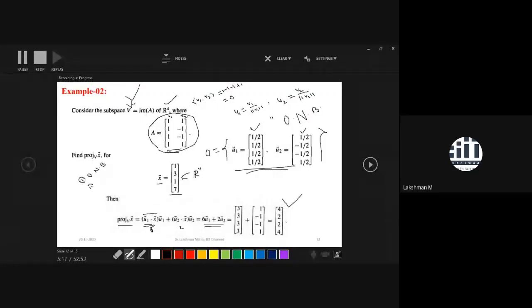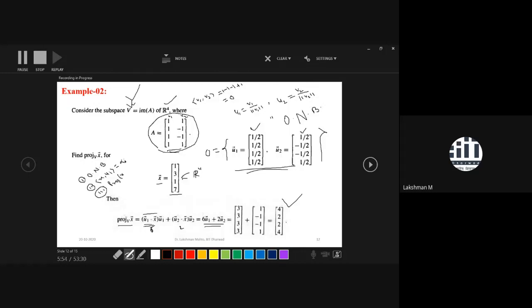Then second, how do you get the coefficients? Suppose x is the given vector. Find the dot product of x with each basis element ui. Taking the dot product of the given vector x with ui gives you alpha i's, and then make a linear combination with respect to these alpha i's. So you can say that you got your projection of x.